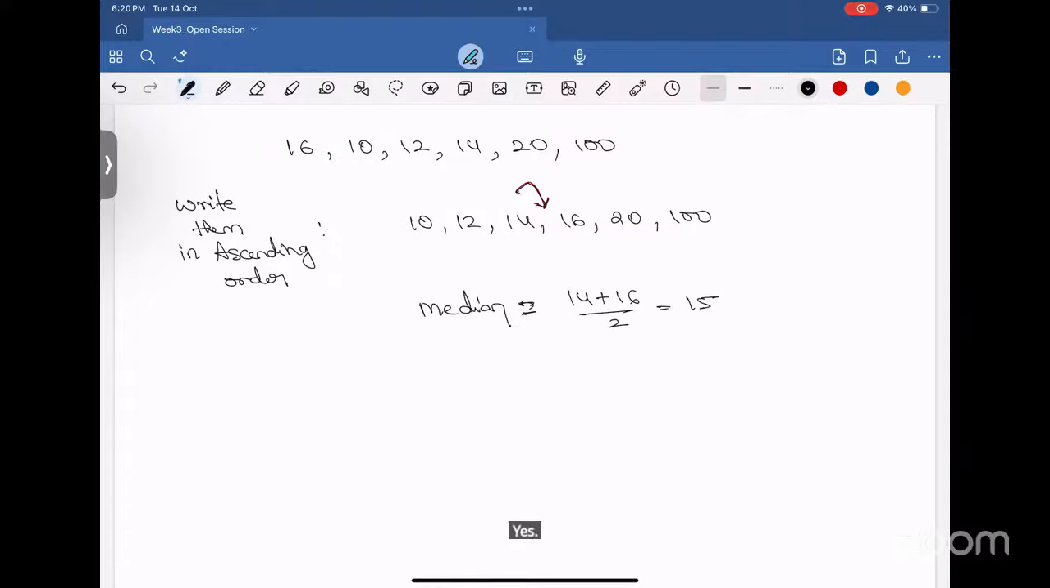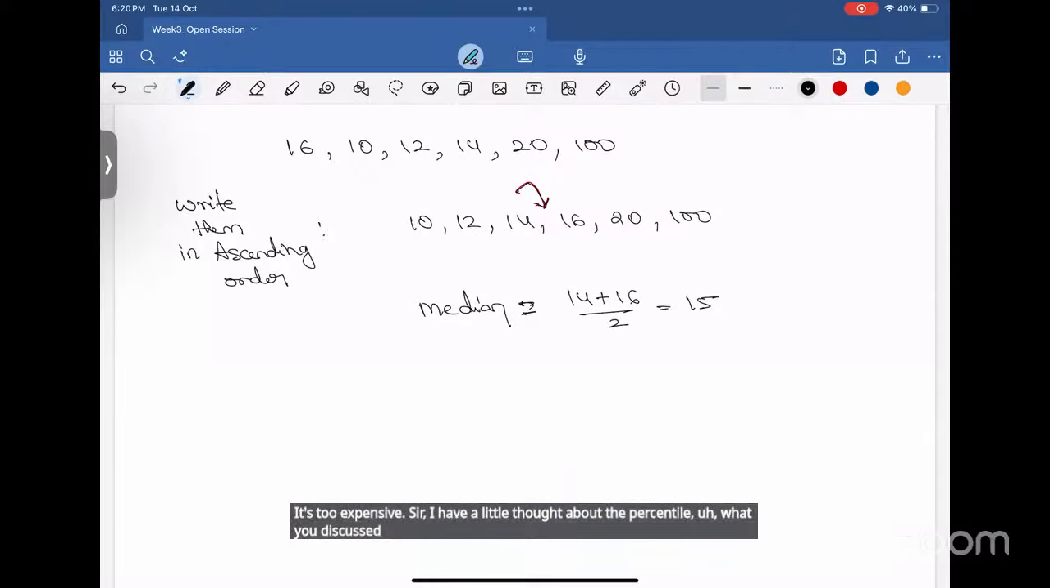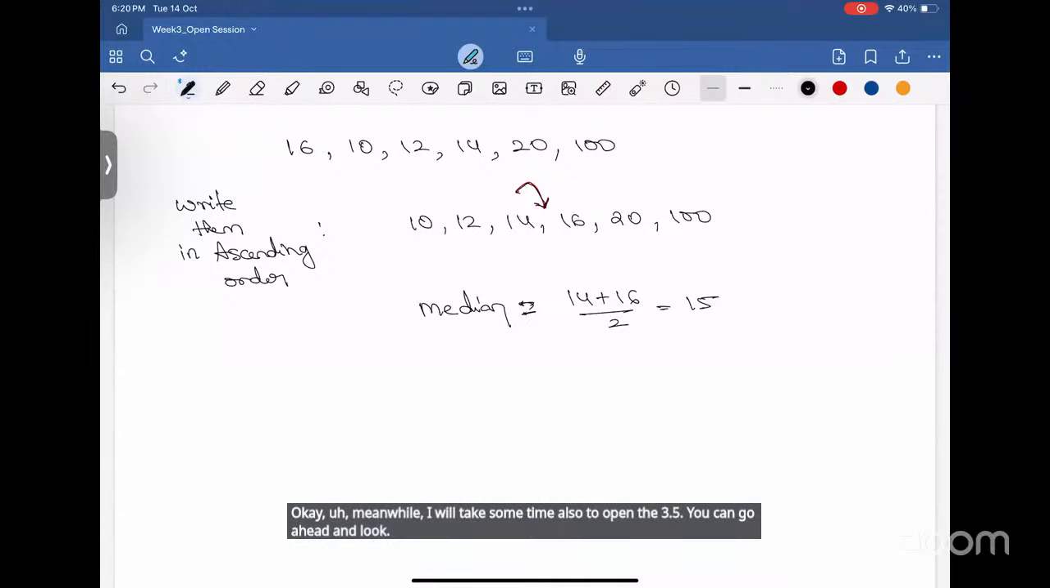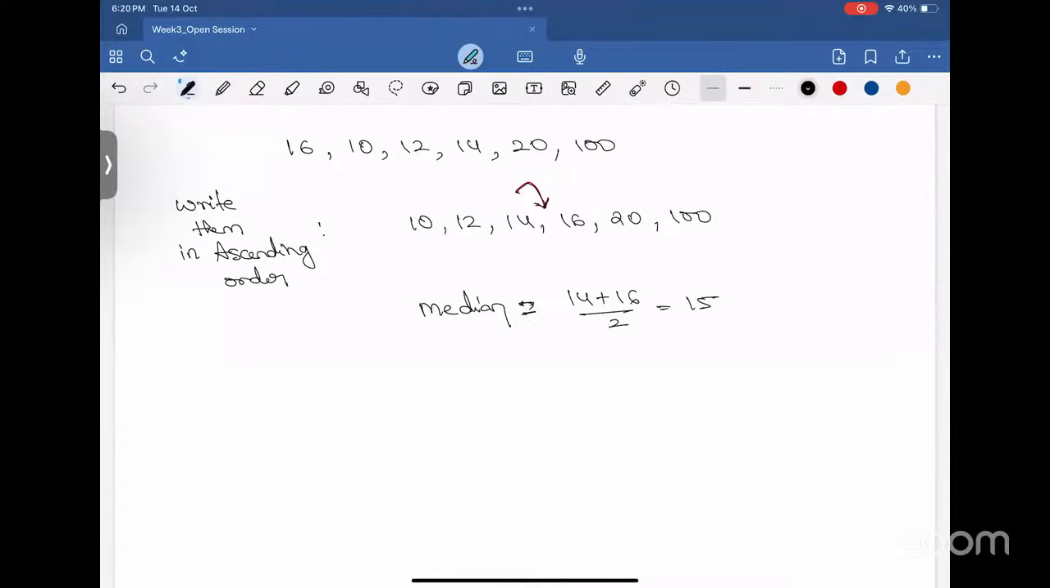Excuse me, sir. Yeah. Sir, I have a little doubt about the percentile. What you discussed in last minute. Okay. Meanwhile, I will take some time also to open the 3.5. You can go ahead, Alok. What Sorry, doubt you sir. have? Yeah, you can go ahead. You can ask Okay, okay. what doubt you Sir, have.